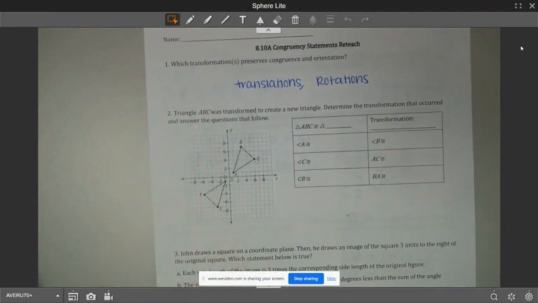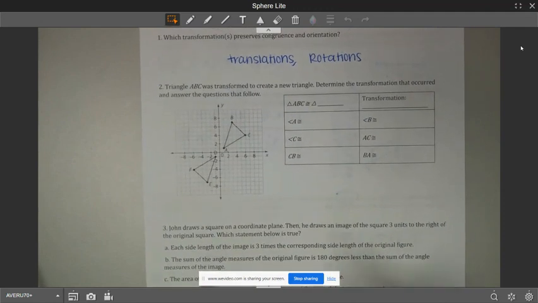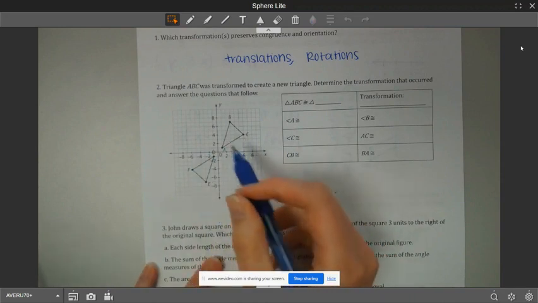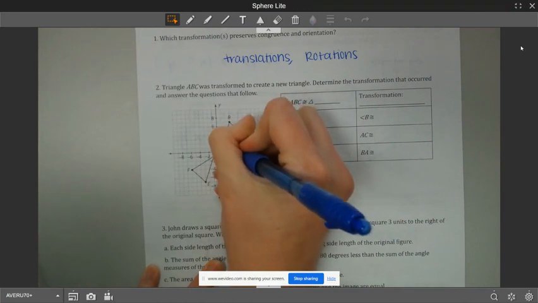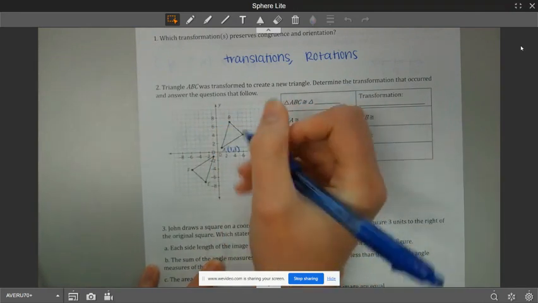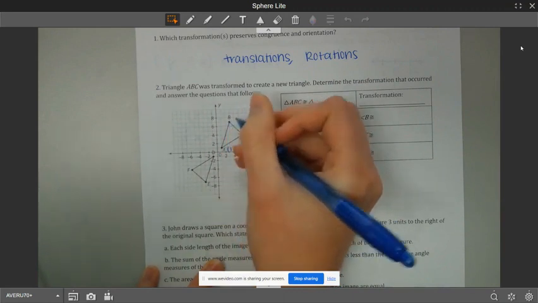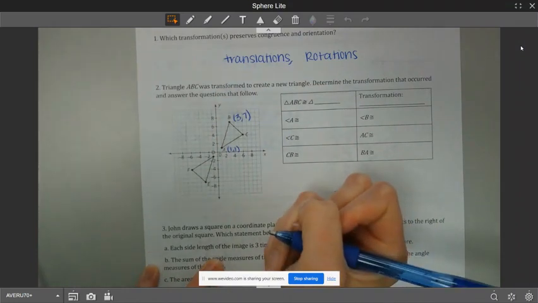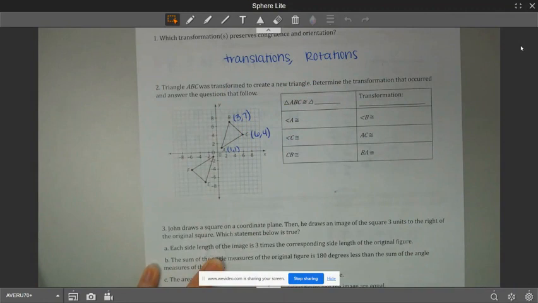Okay? Triangle ABC was transformed to create a new triangle. Determine the transformation that occurred and answer the following questions. Okay, first things first, I'm going to get the ordered pairs for A, B, C, and D, E, and F. I think it would be easiest if we start with that. So A is at (1, 1). B, I go right 1, 2, 3, and I went up to 7. So B is at (3, 7). C, I went right 6, up 4. So C is at (6, 4).